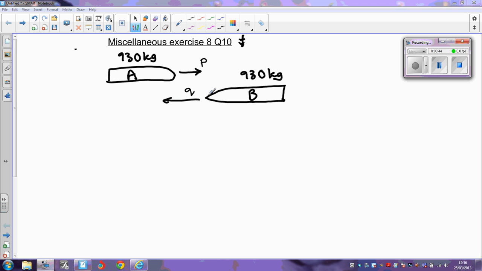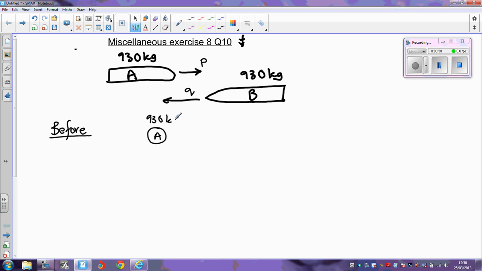Just simplifying this, we haven't really got a collision here, but before the incident, I'm going to model A as a particle with a mass of 930 kilograms moving in this direction with speed p, and B, which I'm also modelling as going in a straight line, has speed q in the opposite direction and also has a mass of 930 kilograms.